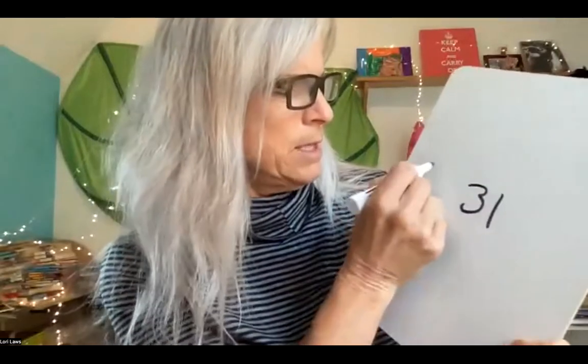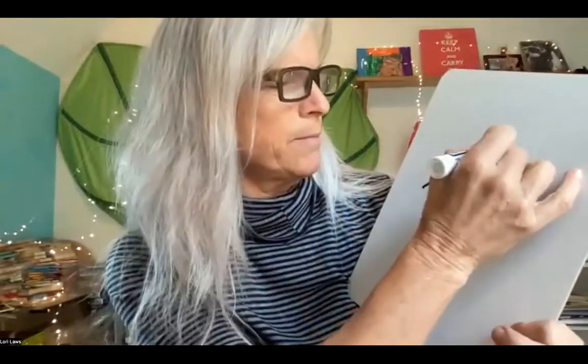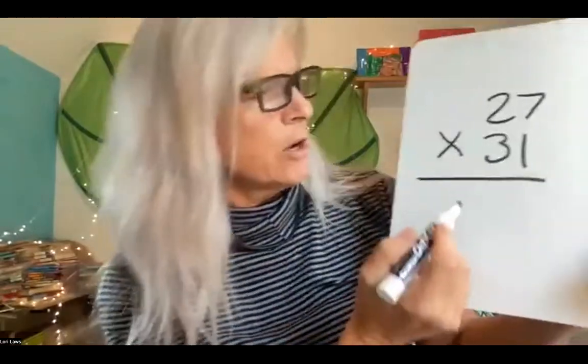You take the numbers, you stack them up on top of each other. So if you had 31 times 27, you're supposed to put the bigger number on top. Oh, okay. Well, you can do that. It doesn't really matter because it doesn't matter if I do 27 times 31 or 31 times 27.